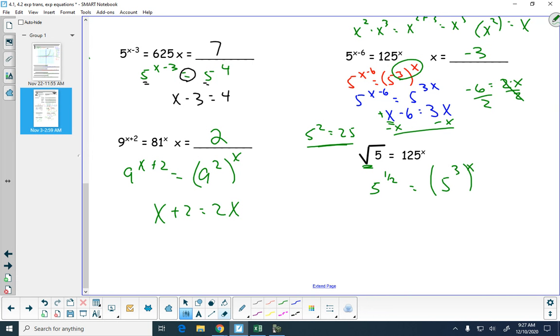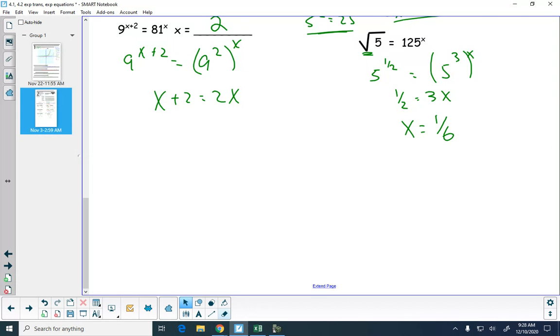So we have 5 cubed for the 125. So we have 1/2 is equal to 3x. We have to divide by 3, which is like multiplying by 1/3. What do we get for the value of x? Marissa, what do you come up with? X equals 1/6. That's correct.